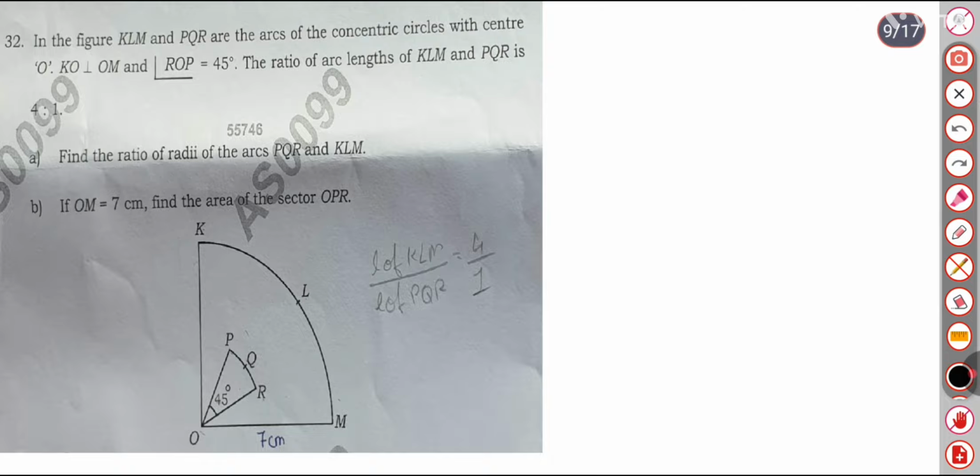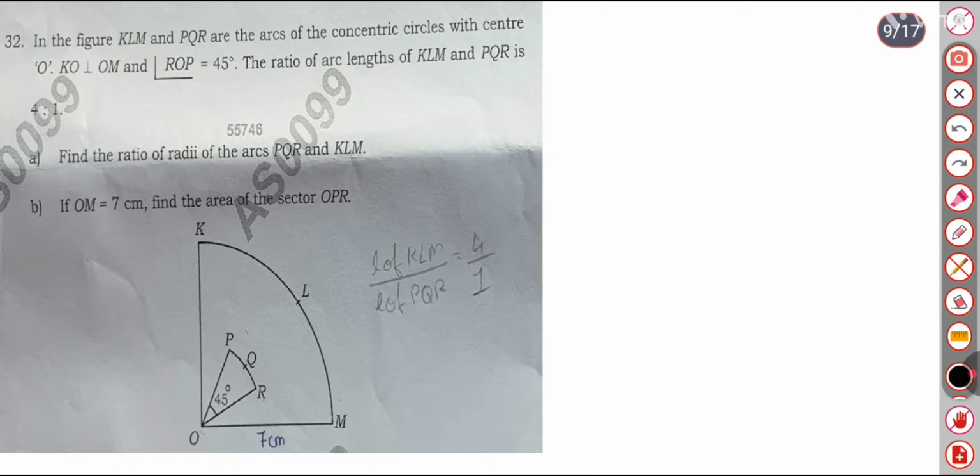Also we have to find out, if OM equals 7 centimeters, the area of the small sector OPR. OM is perpendicular to KO, so it is 90 degrees given. So if it is 90 degrees, what will we write?